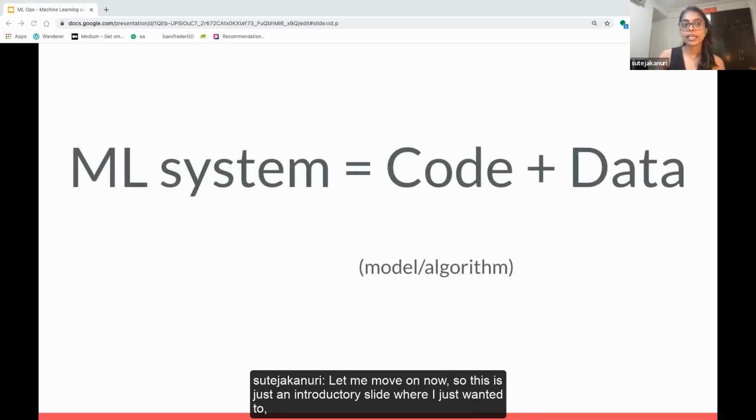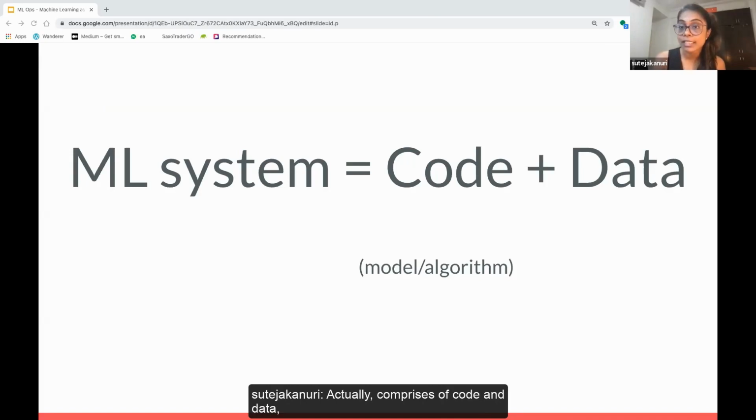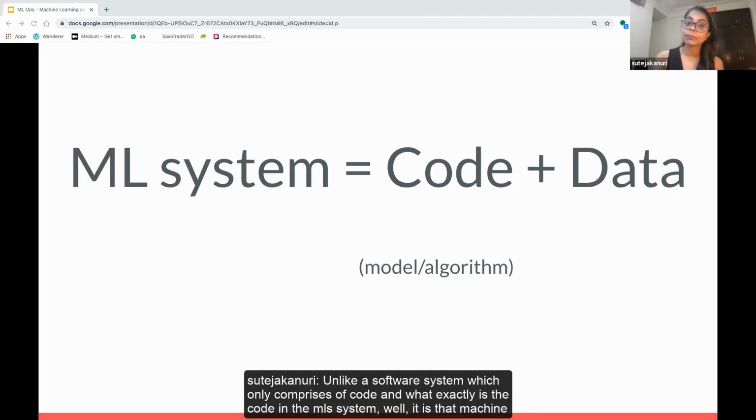So this is just an introductory slide. I'm sure that whoever is attending the session at this point knows the difference between a software system versus an ML system, right? Well, we know that an AI system actually comprises of code and data, unlike a software system, which only comprises of code. And what exactly is the code in the ML system? Well, it is that of a machine learning algorithm, which we famously call the model. It can be either a deep learning model or a machine learning model. Essentially, that's what the code is all about, right?